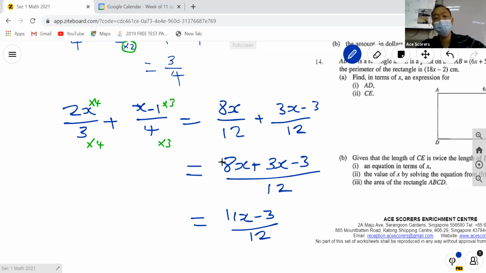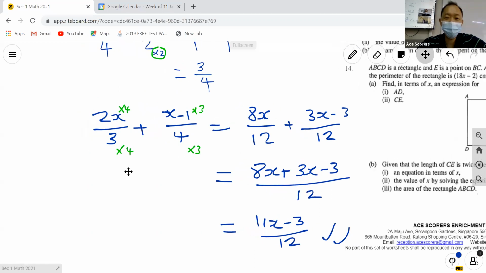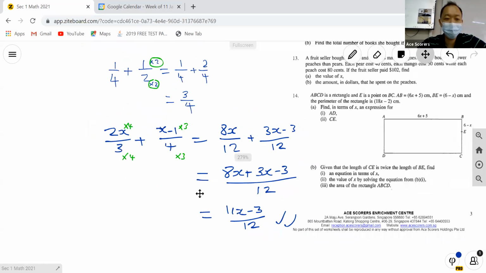So what's the trick here? The trick here is to find the common multiple, right? Then multiply top and bottom, top and bottom. Once you have a common denominator, you can add them together and just evaluate as it is. And this is the final answer. Okay? Simple? Yes. So simple. Next one.